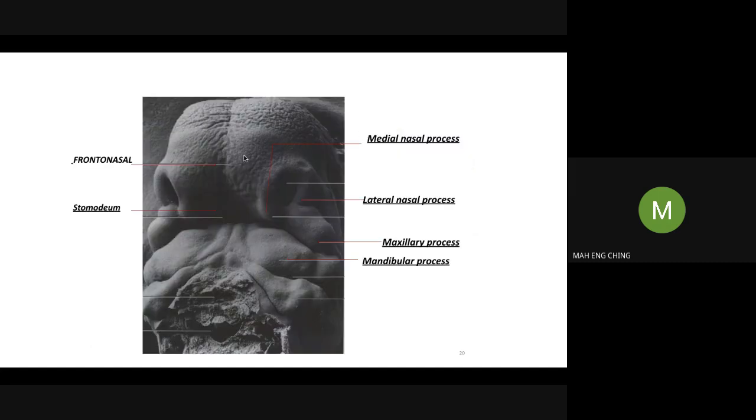Okay, this one is a microscopic picture. It shows the frontal nasal on the top, then the stomatum, which is the black triangle in the middle. Then we have the medial nasal and lateral nasal that form the nose. Then we have the maxillary process on the left and right, which will come together later. Then we have the mandibular process at the bottom.